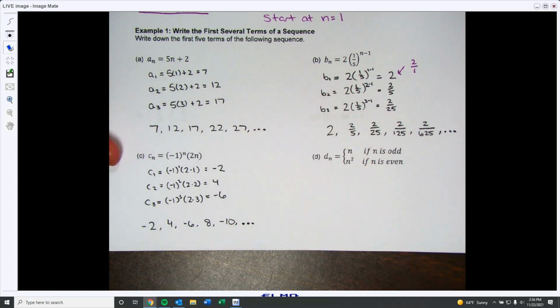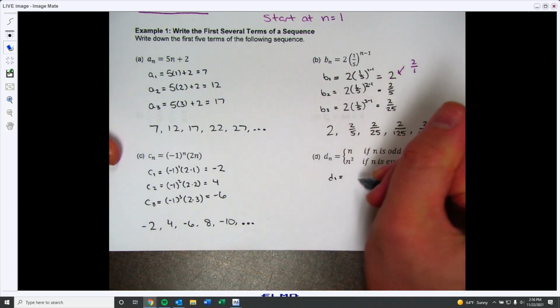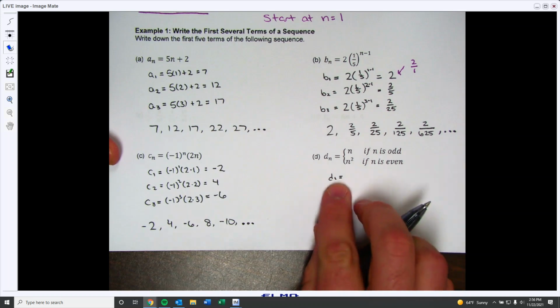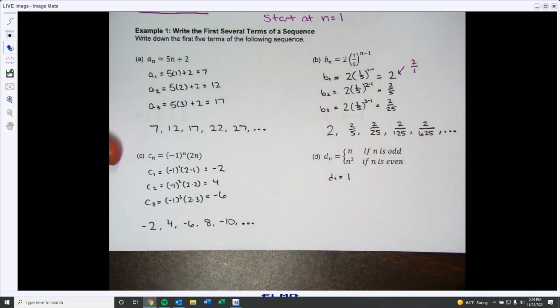All right, now it's time for the last one. So my sequence dn is defined as n if n is odd and n squared if n is even. So for this one, starting the same exact way as the others, I'm going to start with n equals 1. Well, 1 is an odd number, so I use this. So I just get what n is, which was 1.